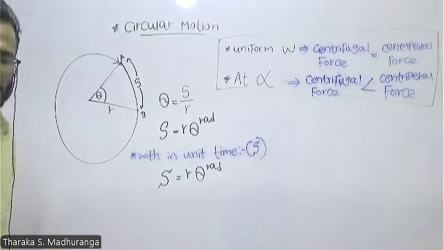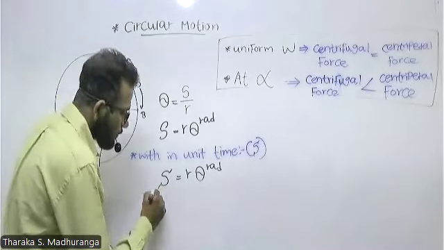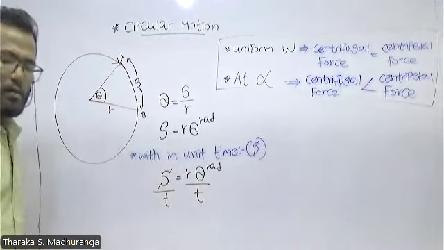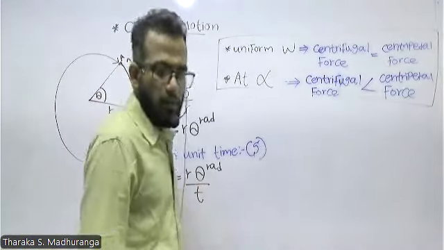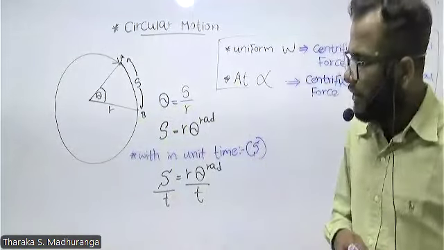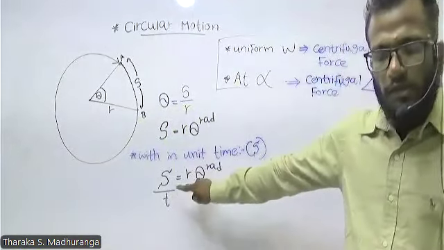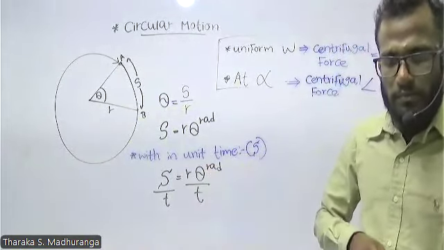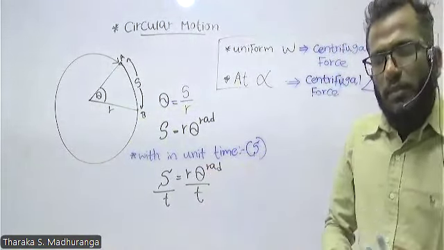Both sides become per second. Then I divide both sides by time. Both sides divided by time. Then what is the meaning of this? Arc length divided by time.